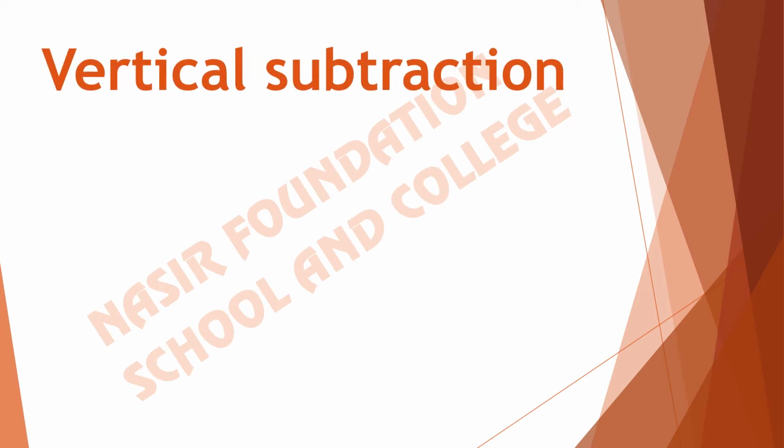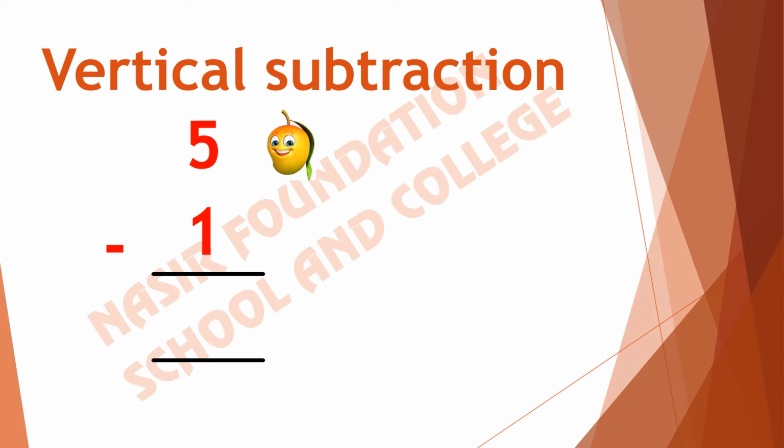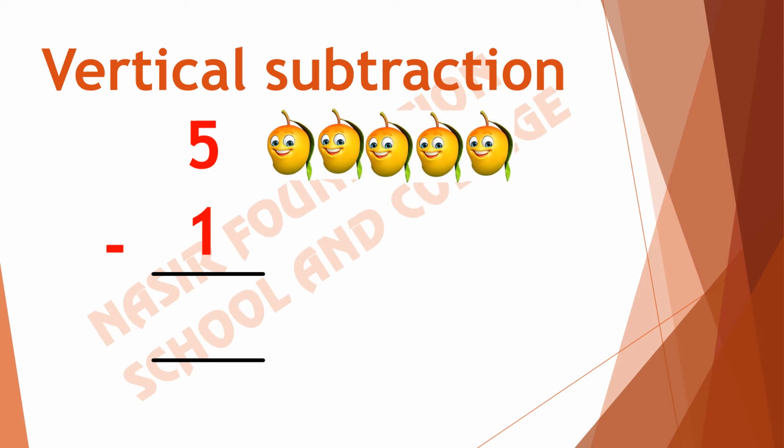Vertical subtraction. We write the numbers in vertical form and we use this symbol to show the subtraction. Now count the shapes. 1, 2, 3, 4, 5. Out of 5 we have to subtract 1. We are left with 1, 2, 3, 4. So here it comes 4. It means if we subtract 1 from 5, we get 4.